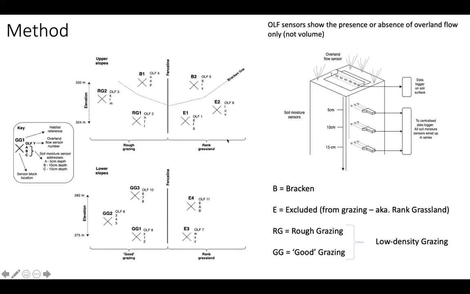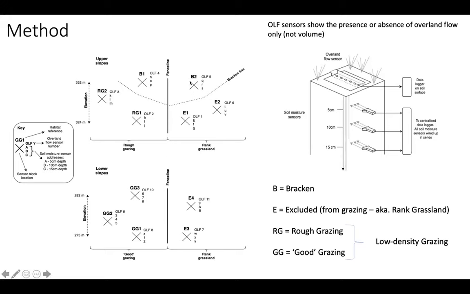So the excluded environment here is the same as the rank grasslands one in the previous chapters, and then I split low-density grazing between good grazing and rough grazing, and these are the terms that the farmer use to describe the grazing quality. It's very much the same environment, but the field rotation is slightly less regular for the rough grazing, literally making it a rougher environment.